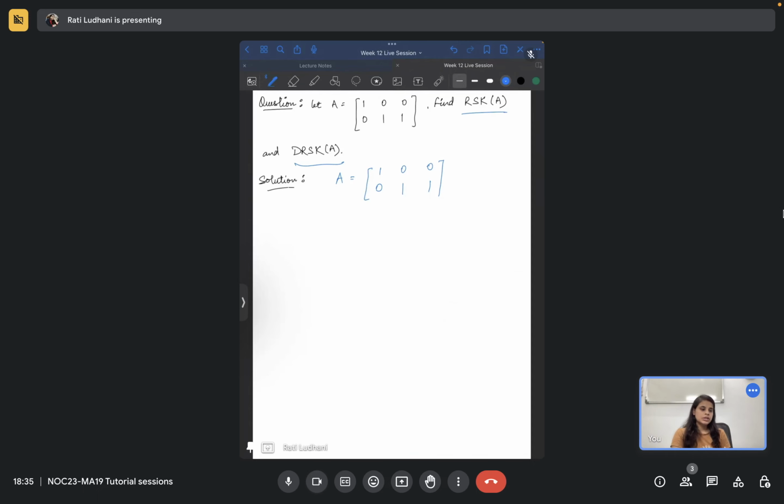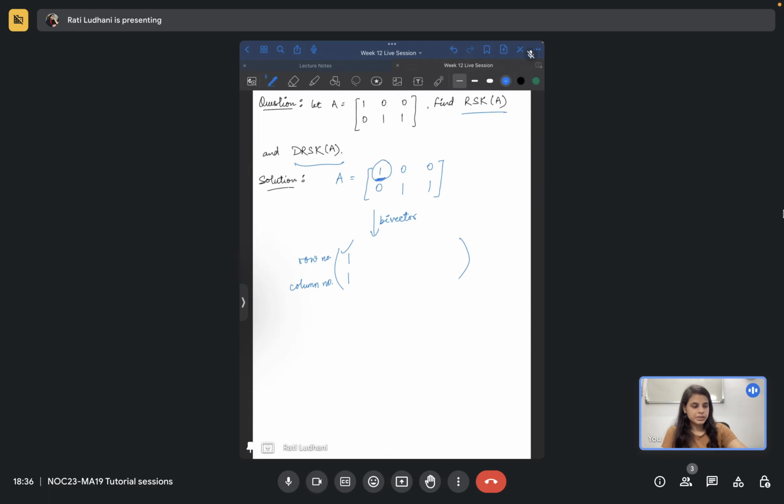This is the matrix. Now, how to find RSK? Firstly, as you said, we will find the bivector, or biword. You consider the position, so where an entry is non-zero, we consider that position and write the row number and the column number. We repeat it as many times as the number written there.